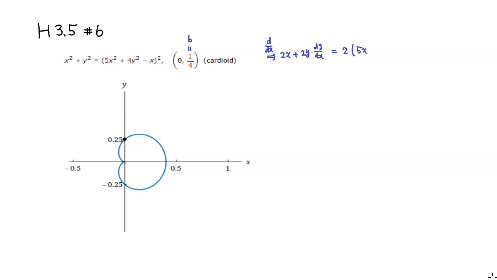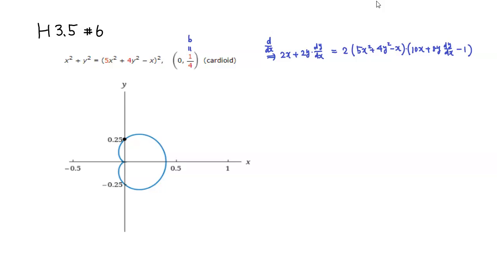So 5x squared plus 4y squared minus x, and subtract 1 from the power, which is going to be 1, multiplied by the derivative inside. So the derivative of 5x squared would be 10x, and the derivative of 4y squared would be 8y times dy over dx. And then the derivative of negative x is -1. So we got that.